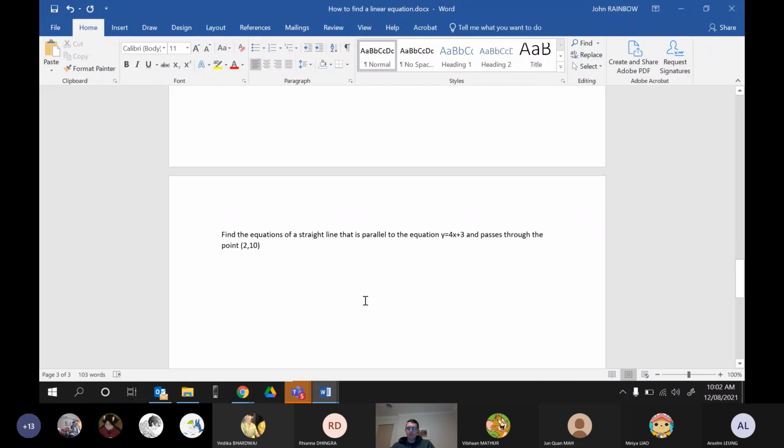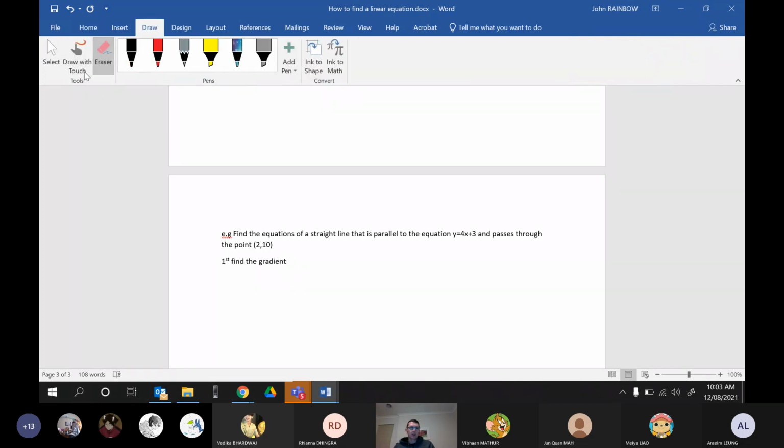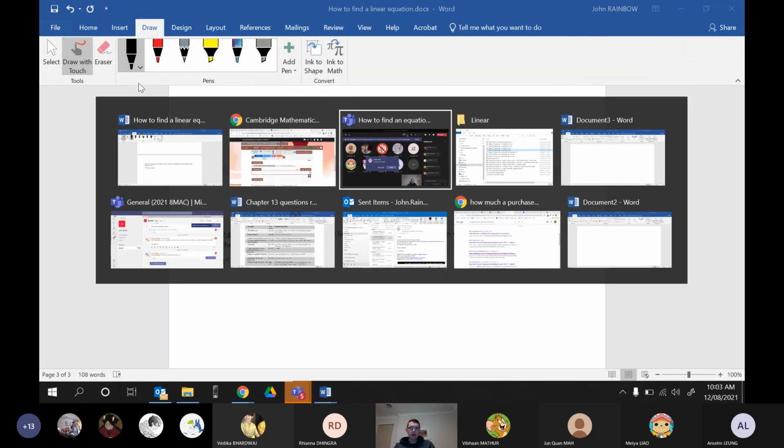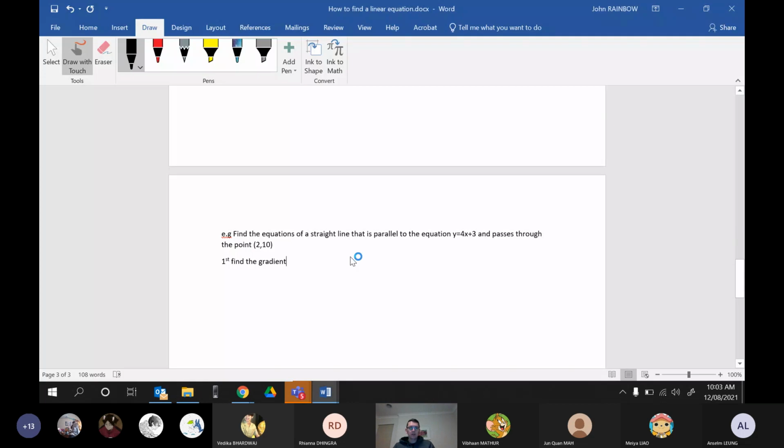So this is our example, another example. We're going to have a look at this one. I encourage you guys to copy this one down too. So the first thing that we always want to do is find the gradient, which is hidden somewhere. In this case, where is it hidden? It's hidden in the words. Find the equation of a straight line that is parallel to this equation.